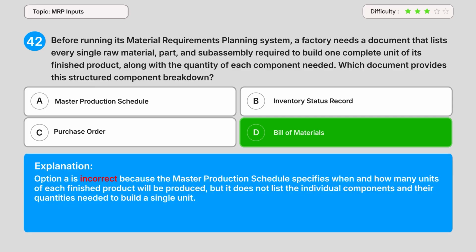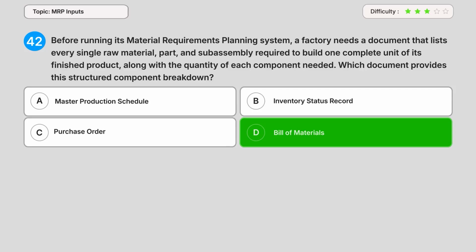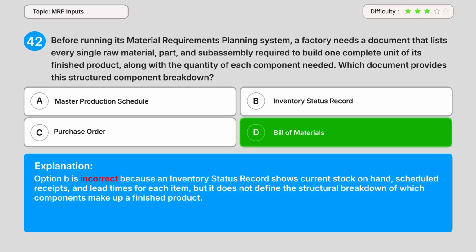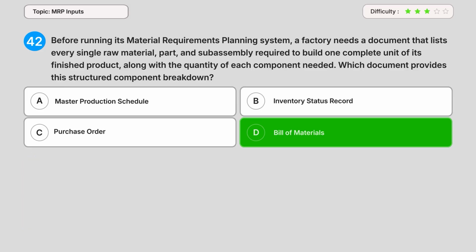Option A is incorrect because the master production schedule specifies when and how many units of each finished product will be produced, but it does not list the individual components and their quantities needed to build a single unit. Option B is incorrect because an inventory status record shows current stock on hand, scheduled receipts, and lead times for each item, but it does not define the structural breakdown of which components make up a finished product.